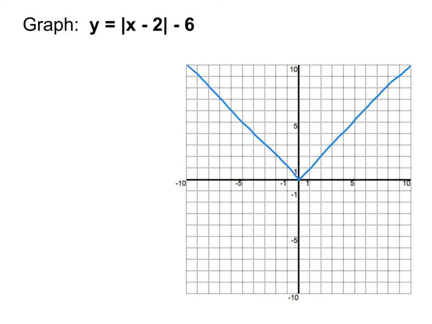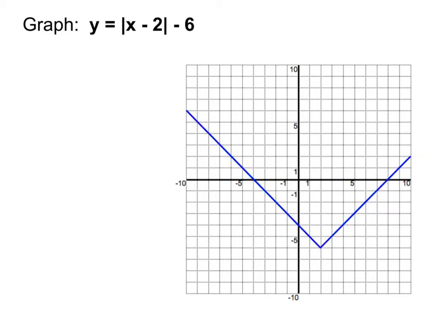Now literally what that means is I'm taking my parent function and I'm going to be moving it. Remember, the minus 2 inside moves it to the right 2. So I'm going to be taking that entire graph and moving it to the right 2. And then the minus 6 means I'm taking the entire graph and moving it down 6. So literally, it's like taking all of those points and just shifting them over and down in order to be able to get our new graph.